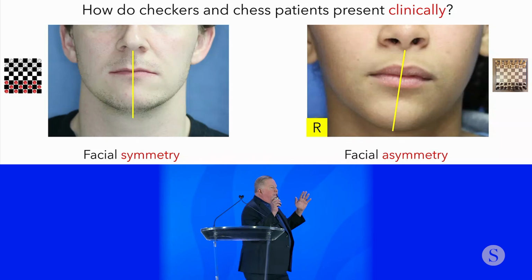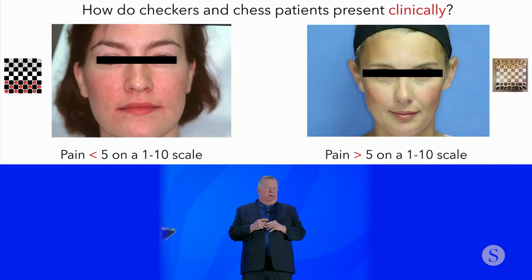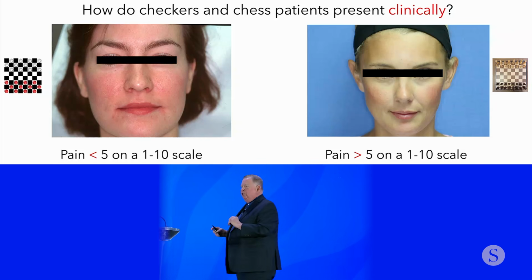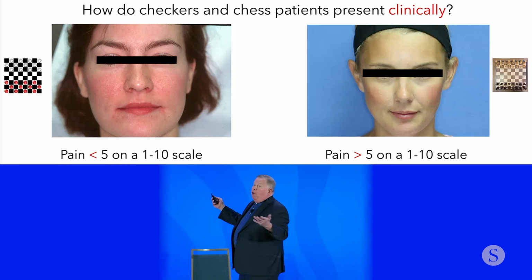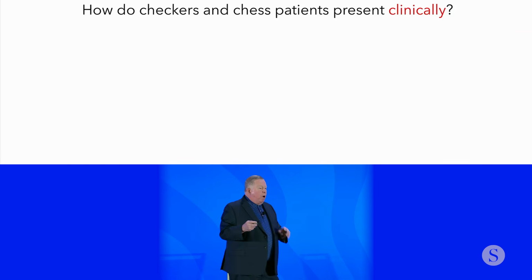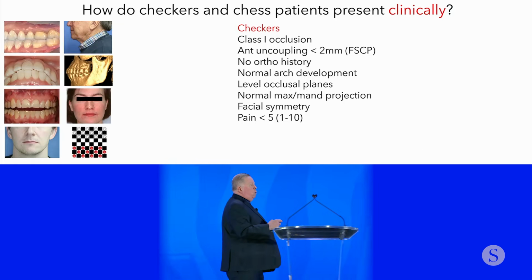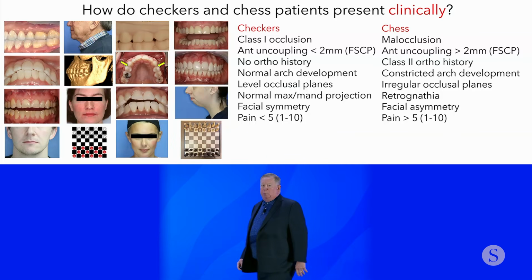But when we start to see things drifting, we have to understand that we may have a more complex case than we think. Finally, from a pain perspective, if we have pain less than 5 on a scale of 1 to 10, probably a Checkers patient. The patients that tend to have more complex pain issues are the ones that tend to have more structural breakdowns. So if you have pain greater than a 5 on a scale of 10, it's probably a chess patient. So here's how the patients present from a Checkers perspective and from a chess perspective.